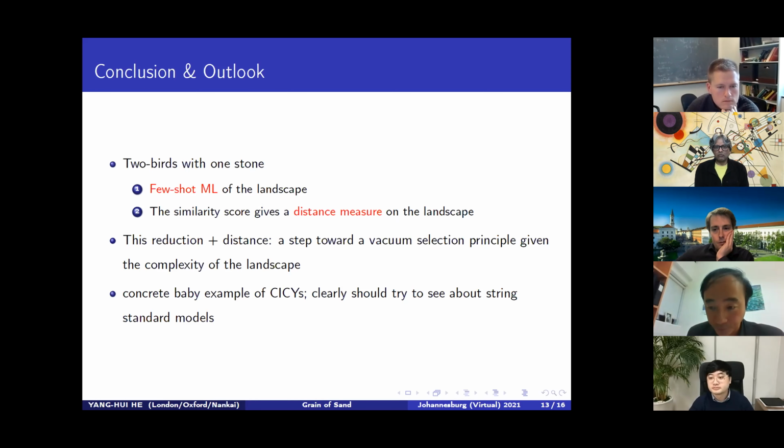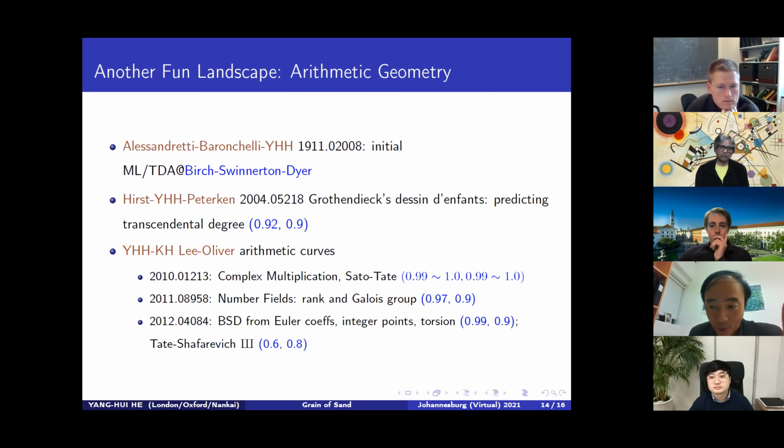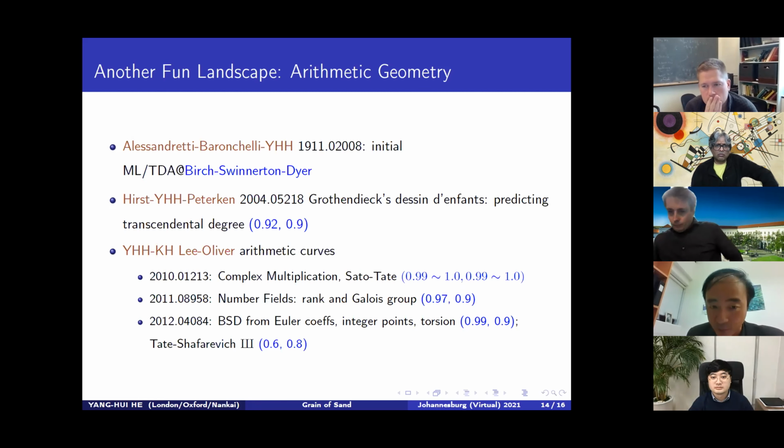So if you would indulge me for 1 more minute, for something completely different. I'm really, really happy that Mike had a slide on elliptic curves, because that's my other deep, passionate love. It's another fun landscape, which is not the string landscape, that of arithmetic geometry. We played with various versions, ranging from dessins d'enfants to elliptic curves to Sato-Tate conjectures. But the one that really sits at the depth of my heart is the Birch-Swinnerton-Dyer conjecture.